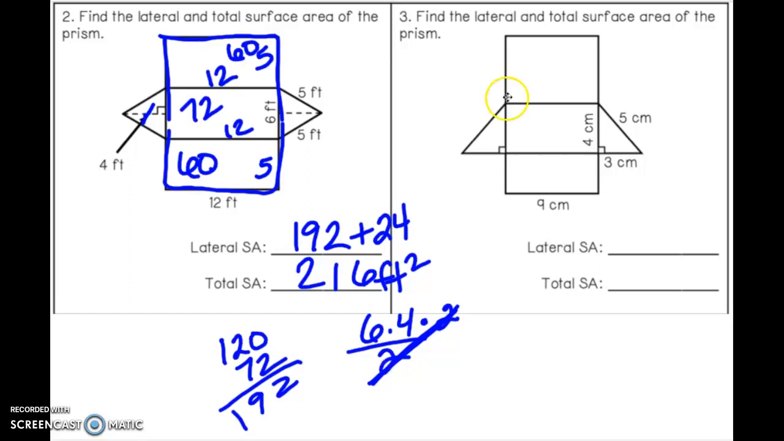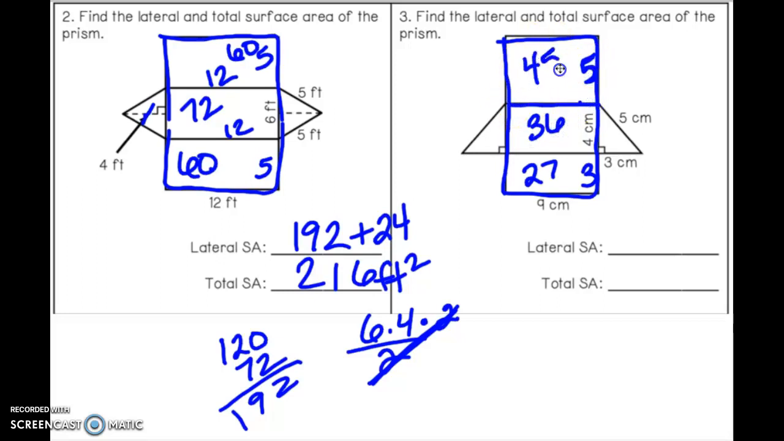All right, lateral surface area. So again, lateral surface area is just this part. And I want you to notice this one's 4, this is 5, so that means this side is 5. This side is 3, so it's this side. So base times height: 9 times 3 is 27, 9 times 4 is 36, and 9 times 5 is 45. So now I've got those 3 numbers that I have to add up. And when I add them up, I get 108 centimeters squared.